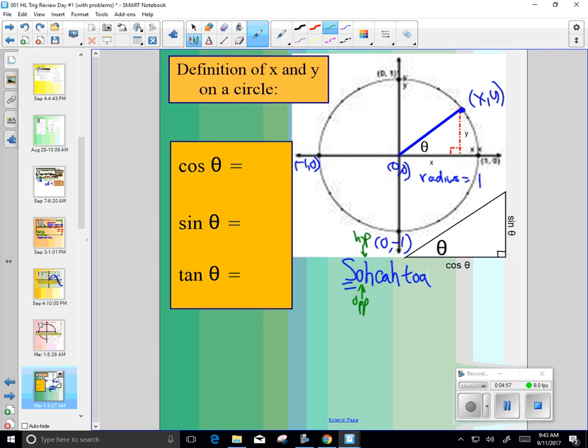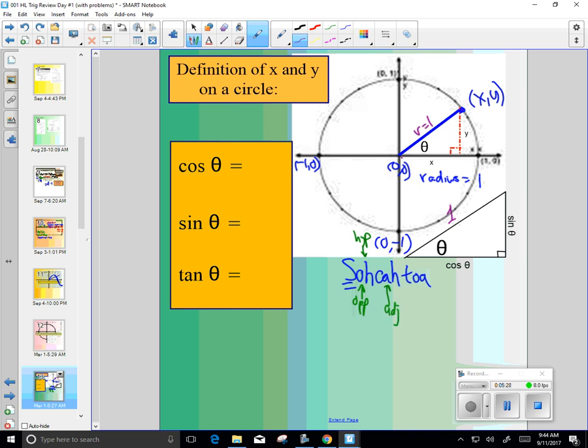And what was A again? Adjacent. So the cosine was adjacent over hypotenuse, and the hypotenuse was a radius of what did we say? Oh, 1. Okay. Cosine would be here, and the 1 would be here. Then where would sine be? Opposite over hypotenuse, and so you'd have that there.